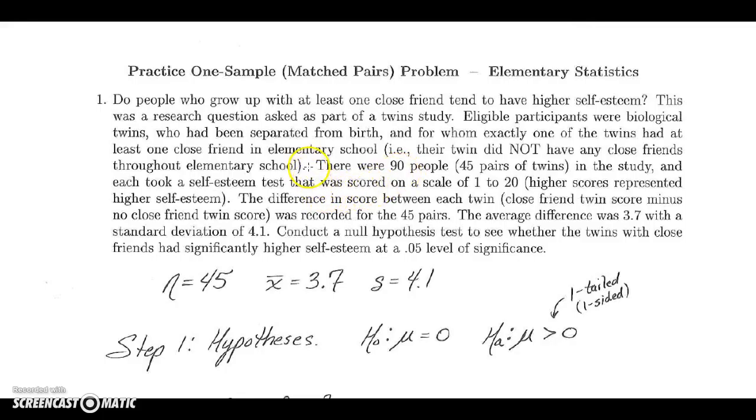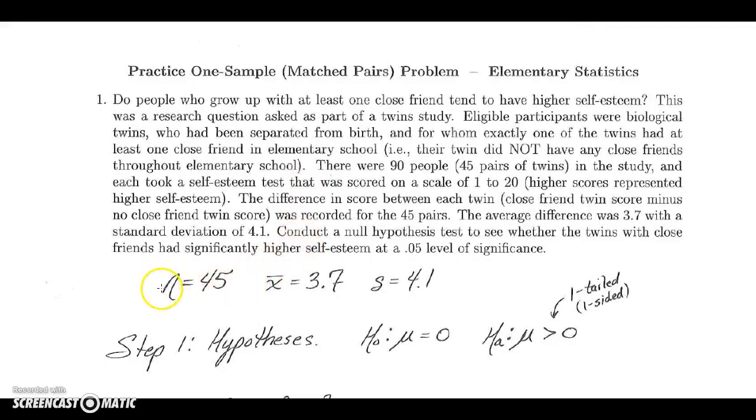Of course, I did put a biological here. I think I meant identical. And there have been some really neat twin studies. This is not one of them. This is contrived data, and it would probably be pretty hard to get a sample the way that I've described it here. But for the sake of doing a matched pairs problem, that's what I created.